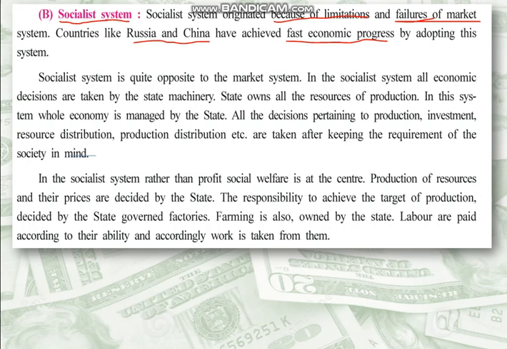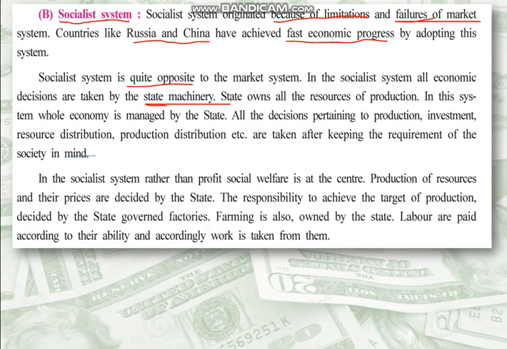The socialist system is quite opposite to the market system. It is not exactly like the market system. You can revise that particular video for your understanding, or you can read in your textbooks. In the socialist system, all the economic decisions are taken by the state. See, the first major differentiation is that all the decisions are taken by the state, while in the market system the decisions were taken individually or were owned by the private.